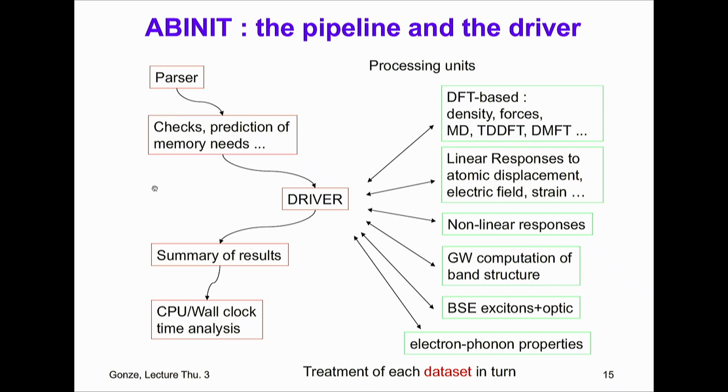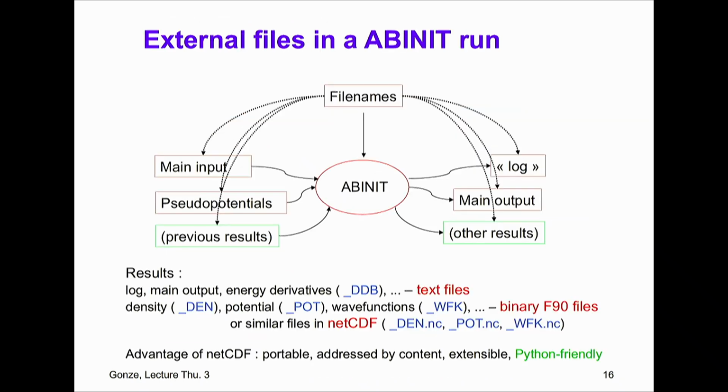But you can also, in one ABINIT run, simply make a convergence study, starting with a relaxation at 5 Hartree cutoff, then going to 10, 15, 20, etc. So this is indeed possible.